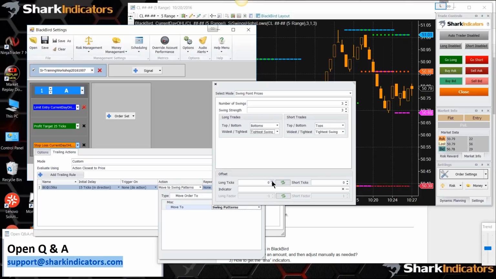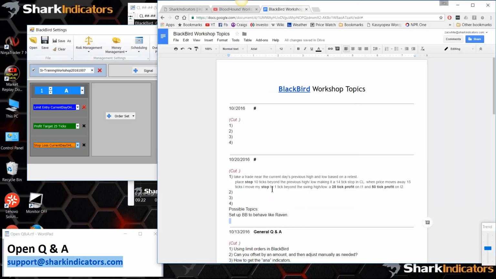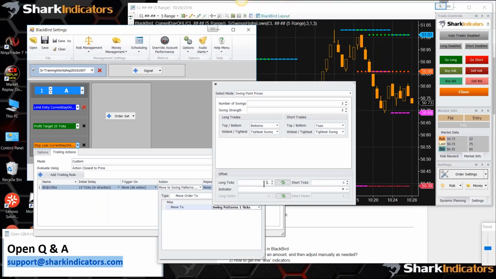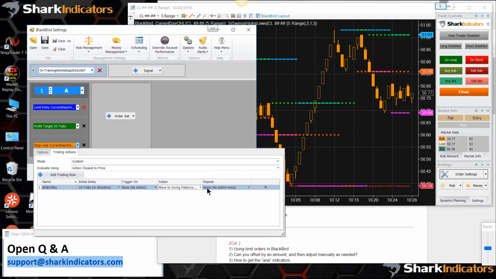And the rules also said 1 tick beyond. So let's put a positive 1 tick offset in that. So if we go back to our rules, it says here 1 tick beyond the swing high-low. All right, so let me get back in here. Yeah, so I got a positive 1 tick there. All right, so good. We got our swing point indicator set up there like that.